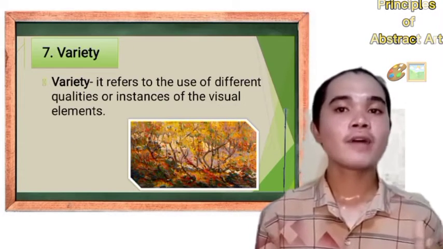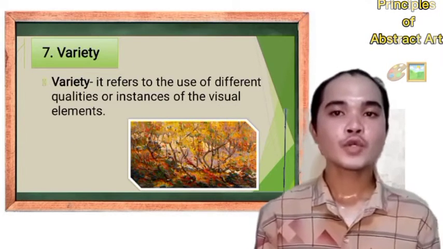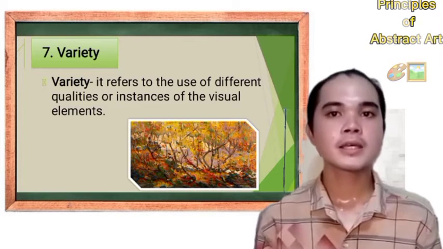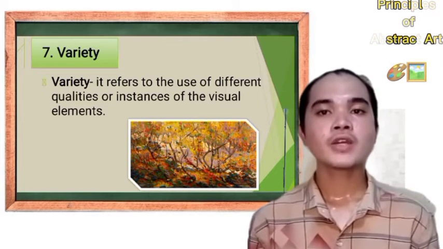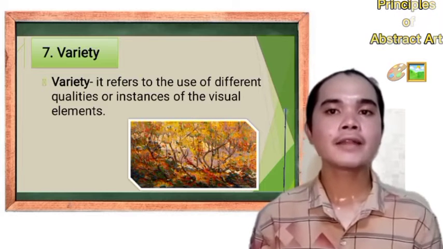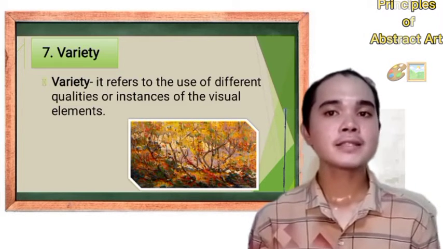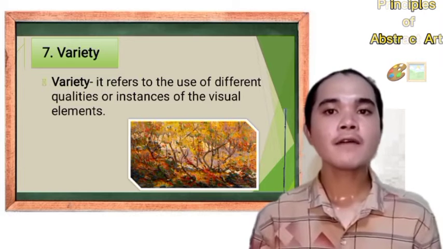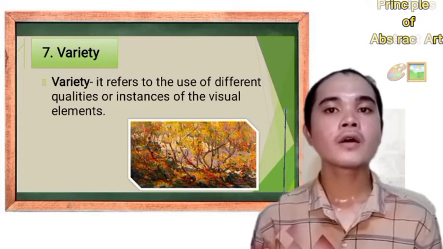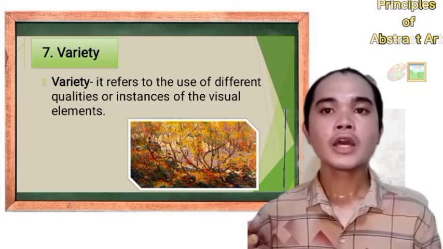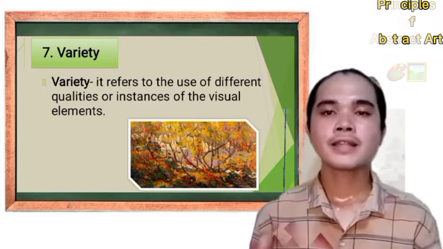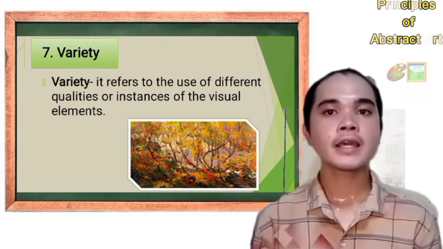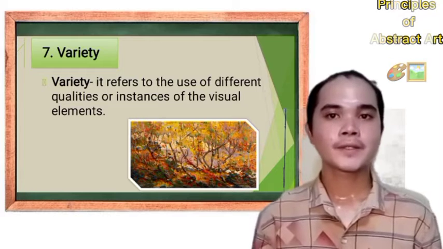Lastly, we have variety. It refers to the use of different qualities or instances of a visual element. In other words, variety refers to how artists and designers add complexity to their work using visual elements. An example of this is the work of Pam Thompson. You notice all the different colors, lines, shapes, and brushwork. The end result is pleasing and interesting to look at.